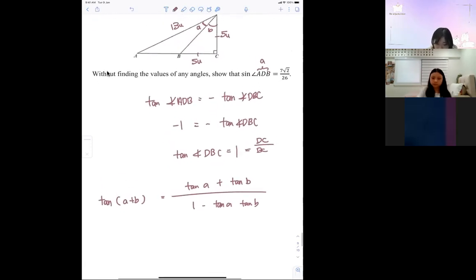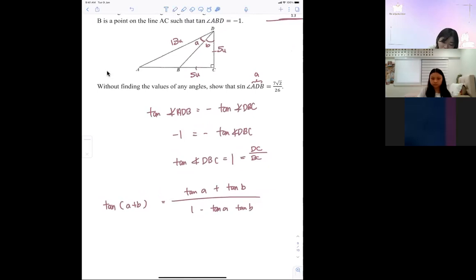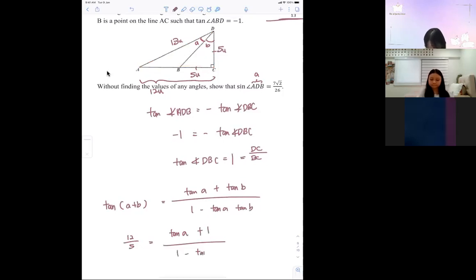Okay, I zoom in first. Tangent A plus B, right? Tangent is opposite over adjacent. So if this is 13, this is 5. Using Pythagoras theorem, this whole thing is 12 units. Okay, since everything is in terms of units, I don't care already. So tangent A plus B is 12 over 5. Tangent A, I don't know. I just leave it as tangent A. Tangent B is 1. Can you guys see that I have only one unknown?